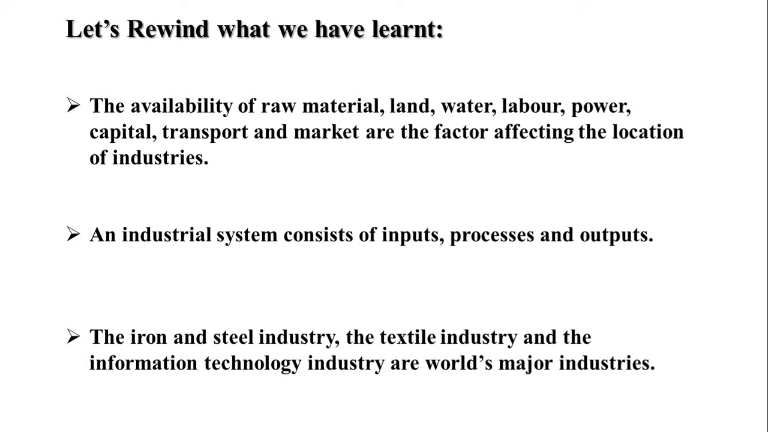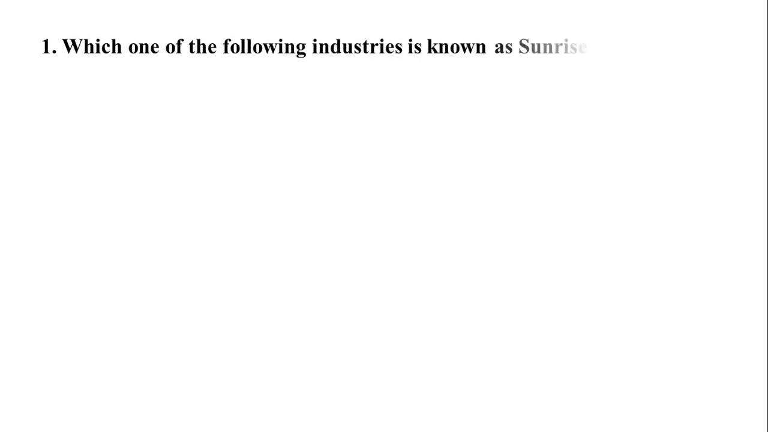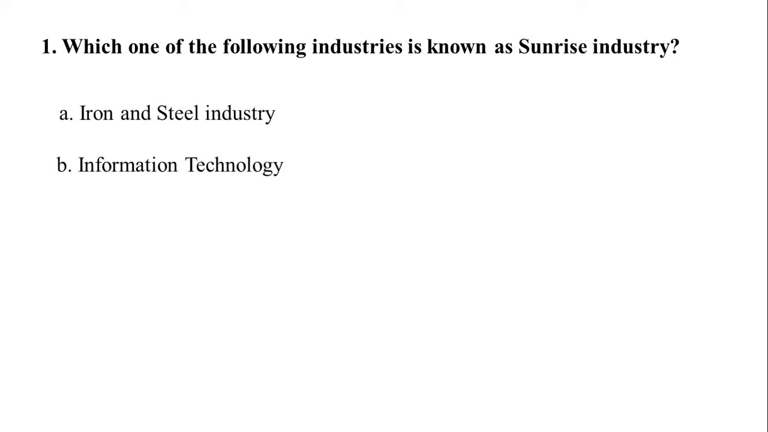Let us see what you have grasped today. Here are some questions for you. Your question number 1 is, which one of the following industries is known as sunrise industry? And the options are A. Iron and steel industry, B. Information technology industry, C. Cotton textile industry or D. Pharma industry. And the correct answer is B. Information technology industry.